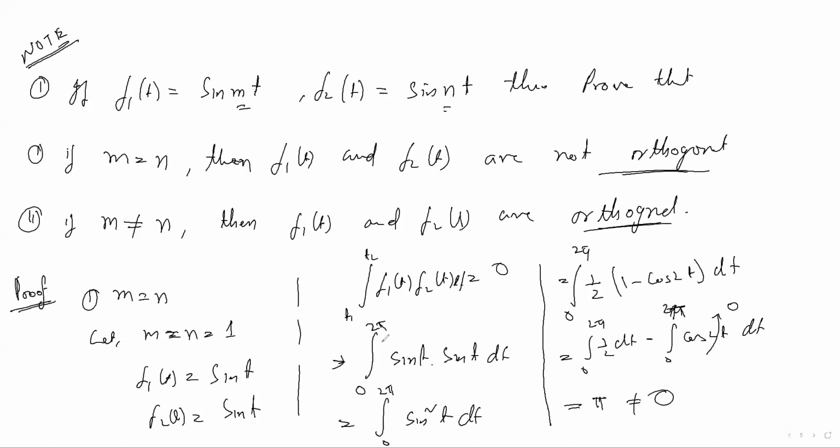Since it is not equal to 0, we can say when m equal to n, the signals f1 and f2 are not orthogonal. Thus, you can write f1 and f2 are not orthogonal. Understood these things? They often ask this question. They will give two functions and say, prove whether these two signals are orthogonal or not. Then you have to take this formula to find the orthogonality. Is it clear?